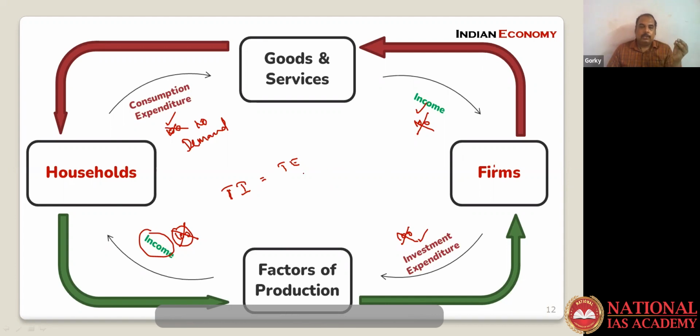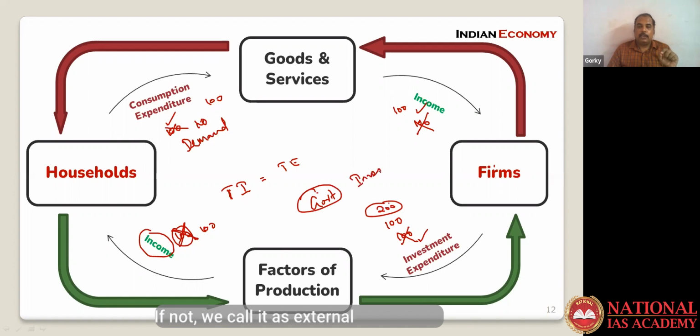Clear? So how to increase this income? Because you can see that when some income is stopped, everything stops. Okay, so now everything has 100 rupees. Now I need to make it 110 rupees or 200 rupees. How to make it 200 rupees? That is how the role of the government comes in. If not, we call it external investment.